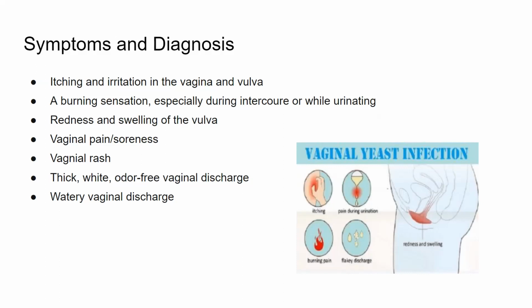So there are different types of symptoms and ways to diagnose the yeast infection, such as itching and irritation, a burning sensation, redness and swelling of the vulva, vaginal soreness, vaginal rash, and a thick, white, odor-free vaginal discharge, and even a watery vaginal discharge. The 3 most common are itchiness of the vagina, soreness and swelling, and burning sensation.